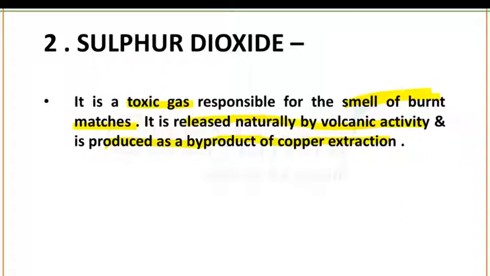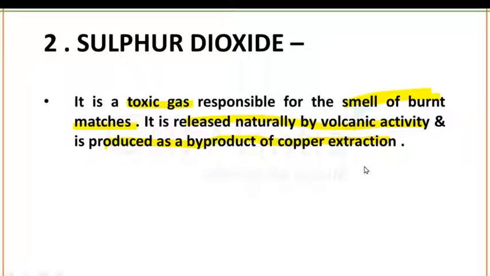Sulfur dioxide is a toxic gas responsible for the smell of burnt matches. It is released naturally by volcanic activity. And it has the chemical formula SO2. And it is produced as a byproduct of copper extraction. When you are extracting copper from nature, this gas is produced as a byproduct.